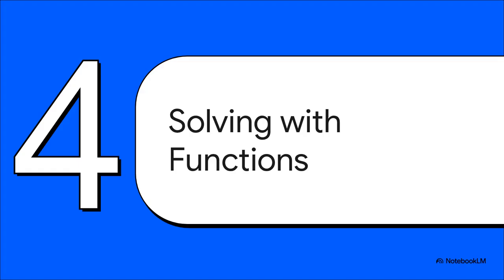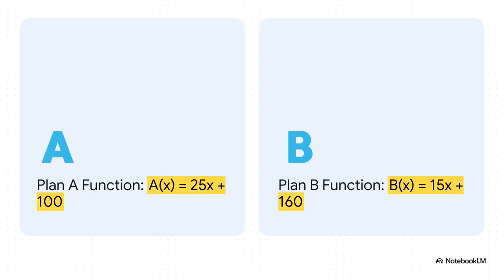All right, we've got all the tools we need now. Let's go back to our original problem and solve this thing once and for all. So, first things first, let's model the health plans. We just translate each one into its own function. For plan A, the function is a of x equals 25x plus 100. And for plan B, it's b of x equals 15x plus 160.